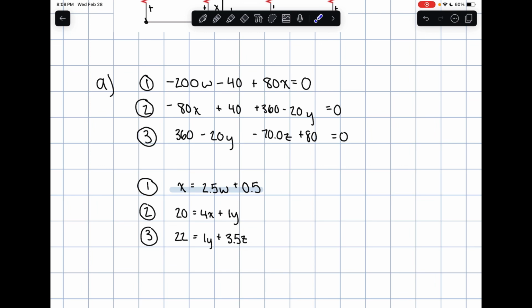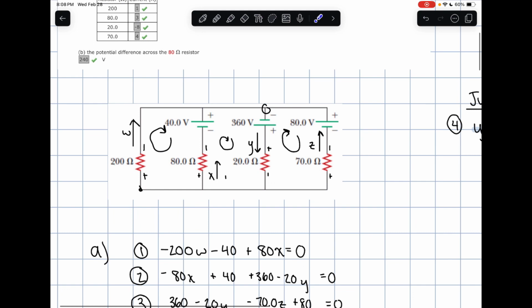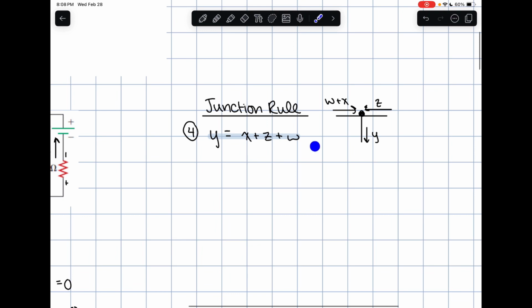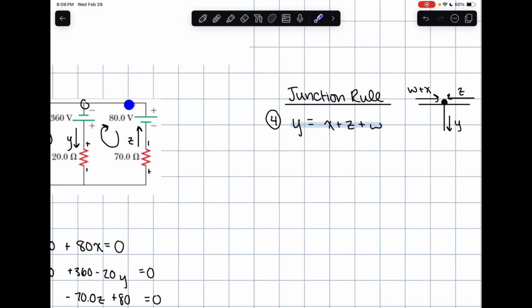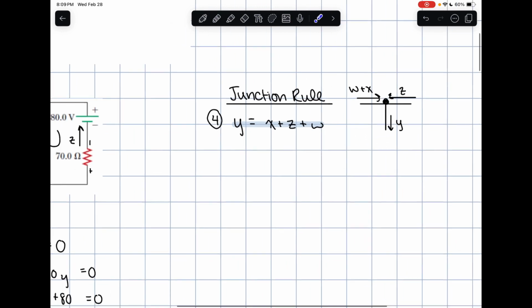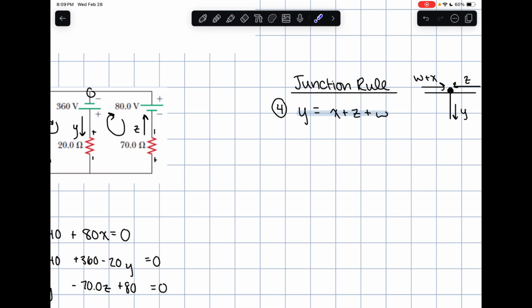Well, this is where we incorporate another one of Kirchhoff's rules, the junction rule. For this, I'm going to be using this point right here. Since both W and X are going to flow this way along the circuit, or towards the right in this case, we're going to have current W plus current X. We also note that current Z will be coming around and flowing this way in the circuit. Then they will meet at this point, and they will turn and go down this path, which is current Y.